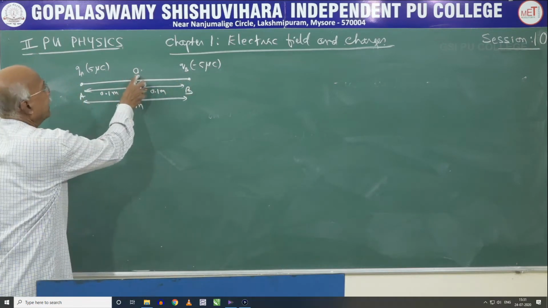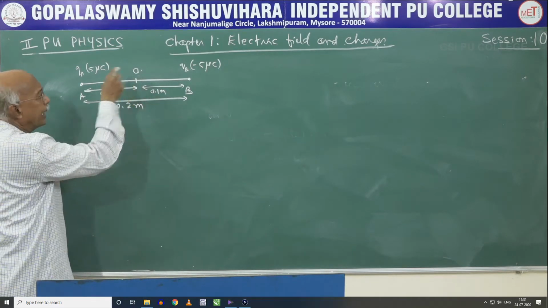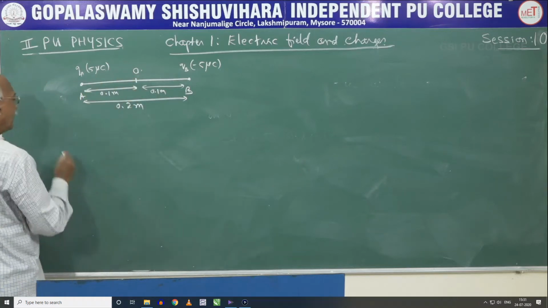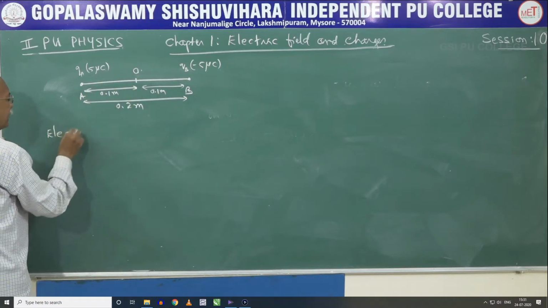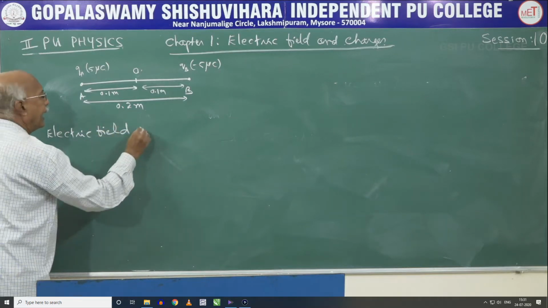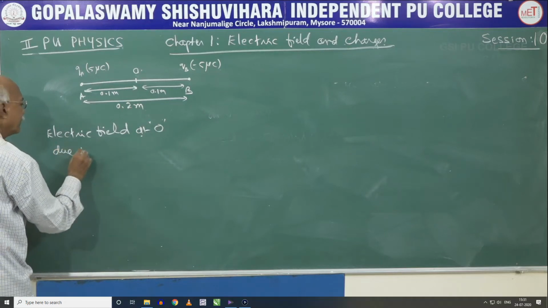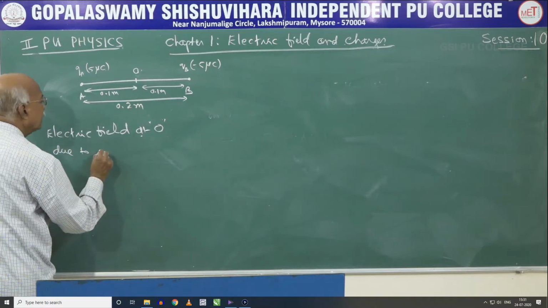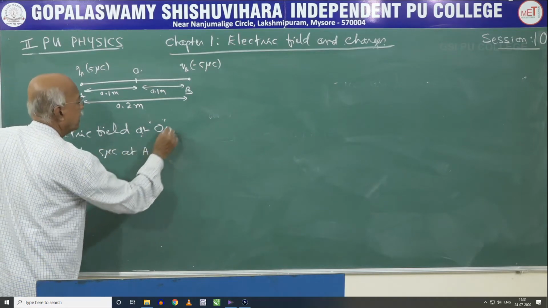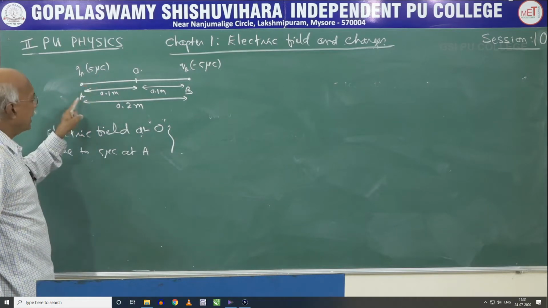Now, whenever we are asked to calculate the electric field, remember that you should have a unit positive charge at that point of reference. Therefore, the electric field at O due to 5 microcoulomb at A.